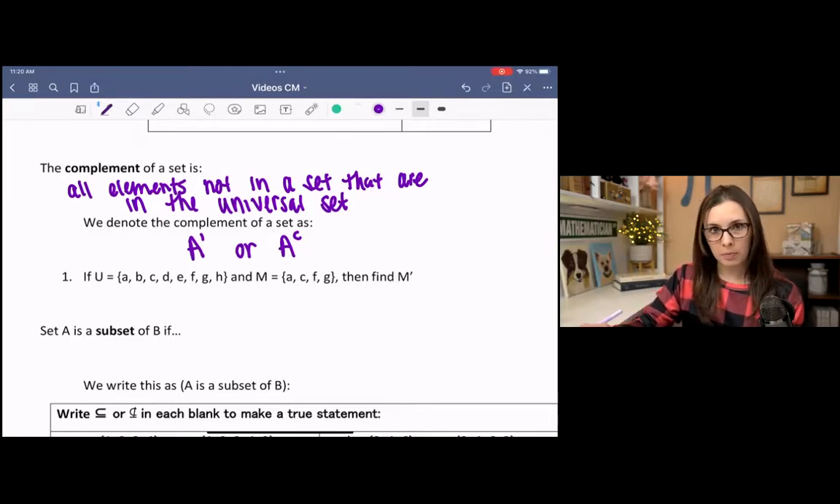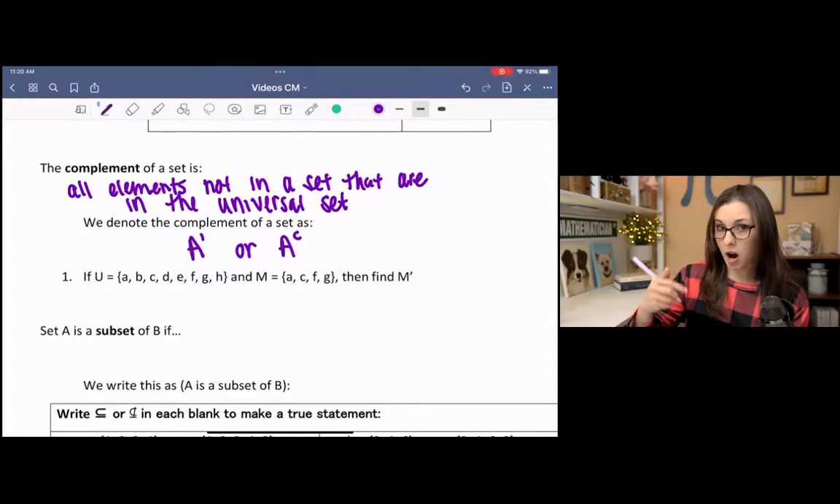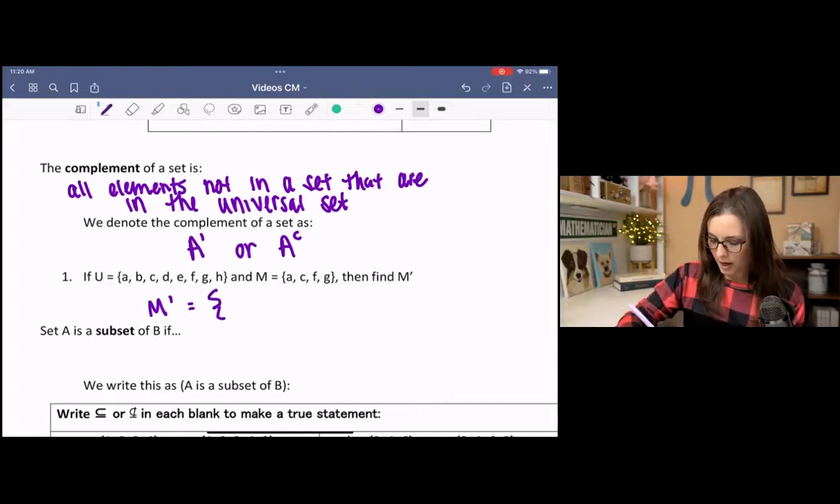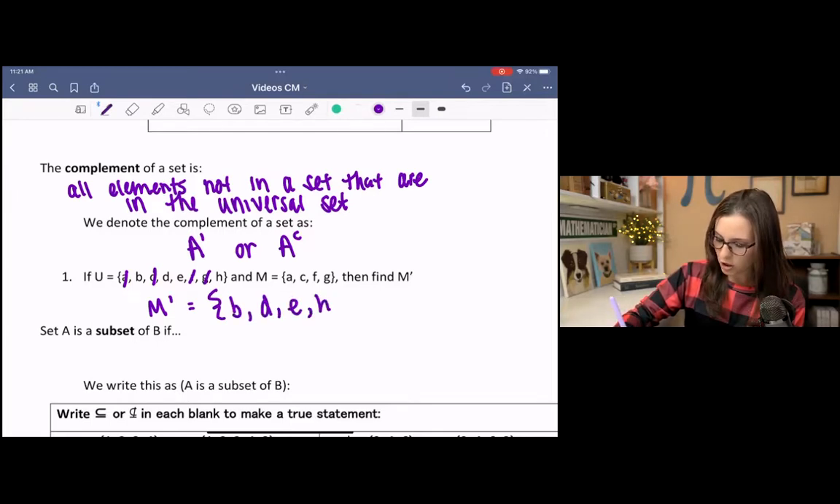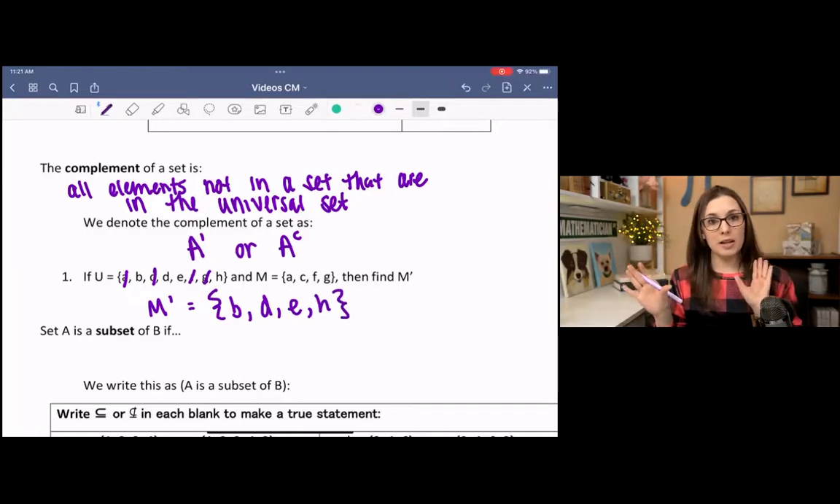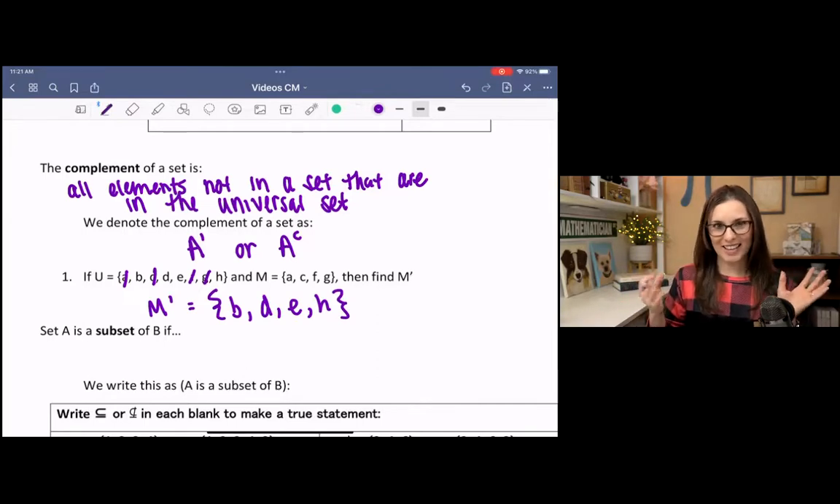So the complement of M, the set that would complete M, would be everything not in M. Now M contains A, C, F, G. So the complement of M would be B, D, E, and H. And if I were to add the two sets, M and its complement, it would make up the universal set. Isn't that neat? So you think of a complement not like, oh, wow, you're really pretty, but more like what completes the set.